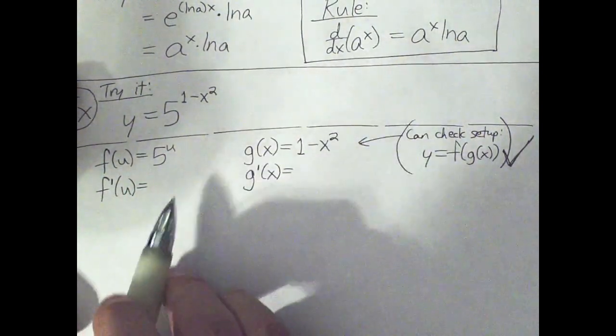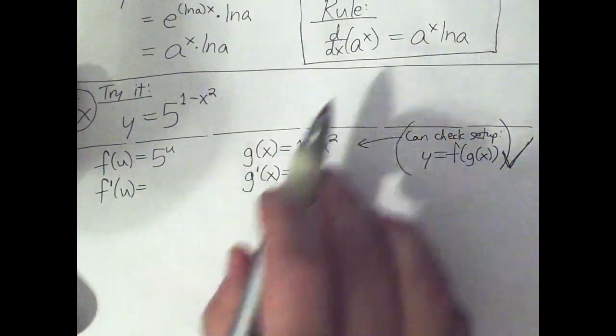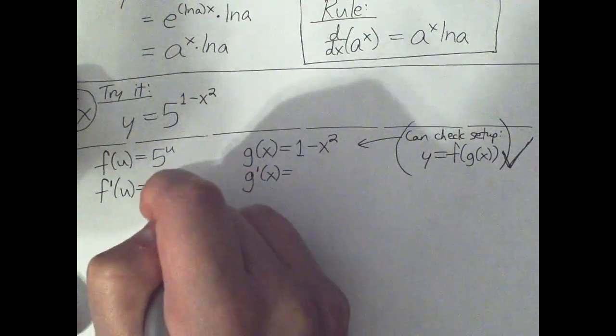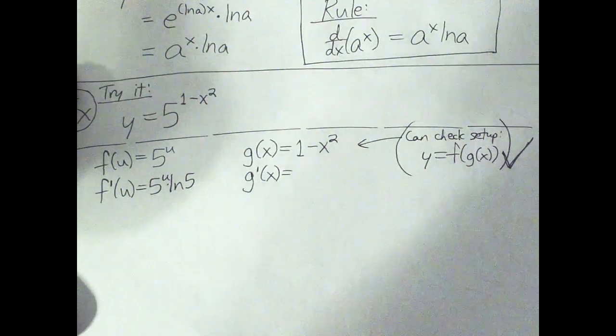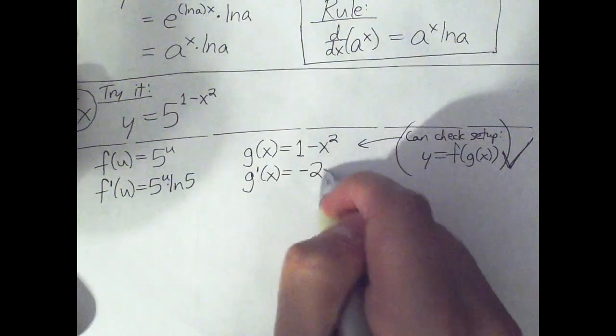All right, so what's the derivative of 5 to the u? That's the rule that we just set up above. That's 5 to the u ln 5, where ln 5 is just some kind of number, some kind of decimal, but we leave it as ln 5. The derivative here is minus 2x.